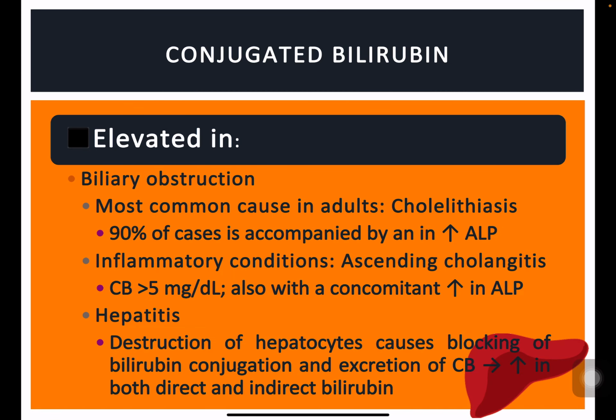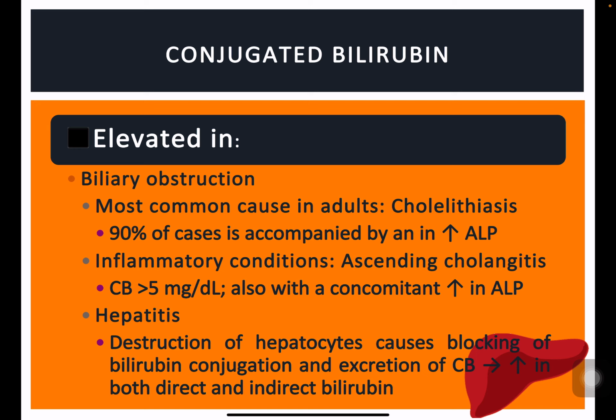Also, conjugated bilirubin is elevated in biliary obstruction, in which the most common cause in adults is cholelithiasis or gallbladder stones. So 90% of cholelithiasis is accompanied by an increase in alkaline phosphatase. Also, conjugated bilirubin is increased in inflammatory conditions such as ascending cholangitis. Also, there is a concomitant increase in ALP in cholangitis.